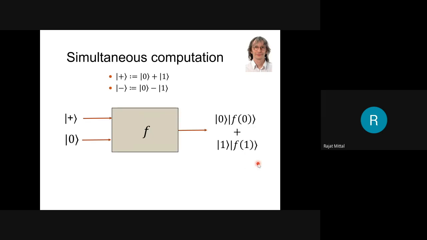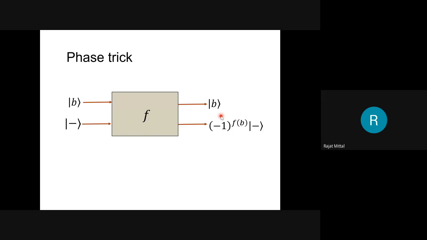Okay, so the first trick is this simultaneous computation. If I give this state as plus, then in my mathematical representation, I get F0 as well as F1. The next trick is the phase trick. What does it do? Remember initially when I had a bit here and I had 0 here, I got FB. What the phase trick does is, if I give a minus here, and you can check this by linearity, my answer is computed in the phase. It is not computed inside the ket symbol, it is in the phase. That means if F of B is 0, then I get a plus 1. If it is 1, then I get a minus 1 times the minus state.